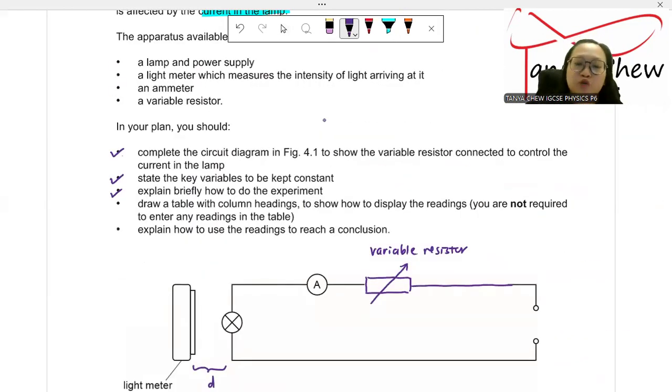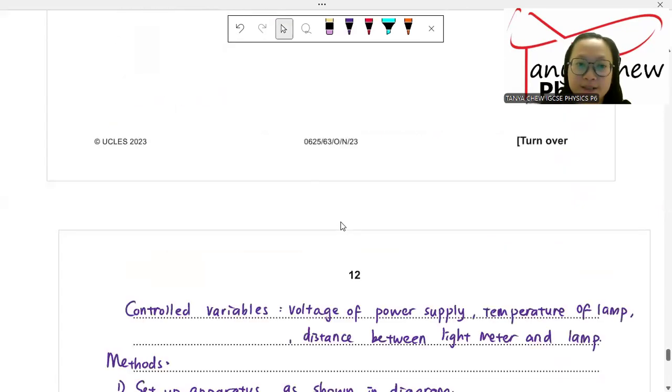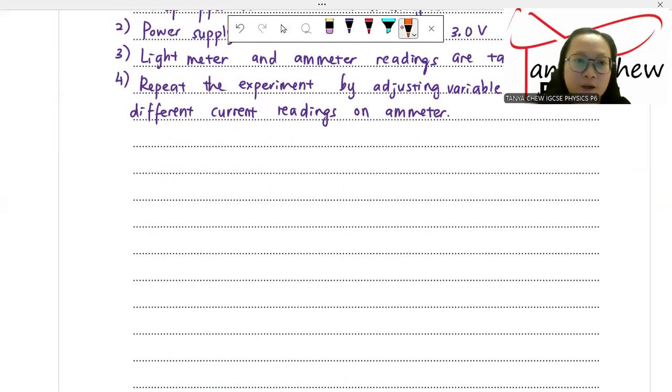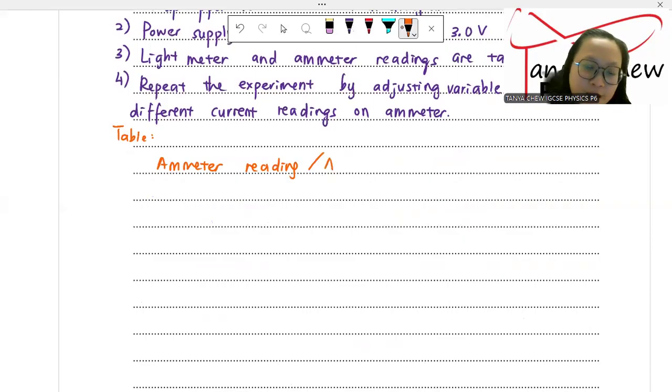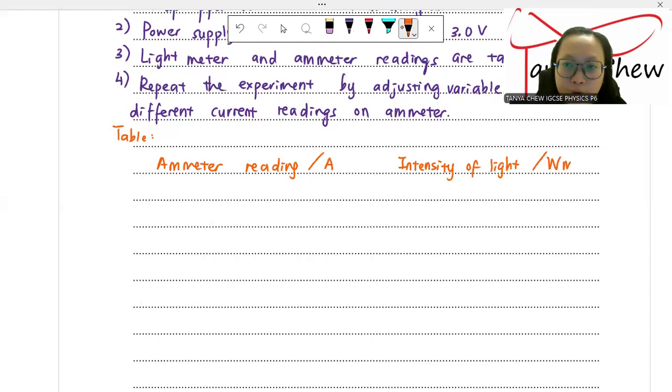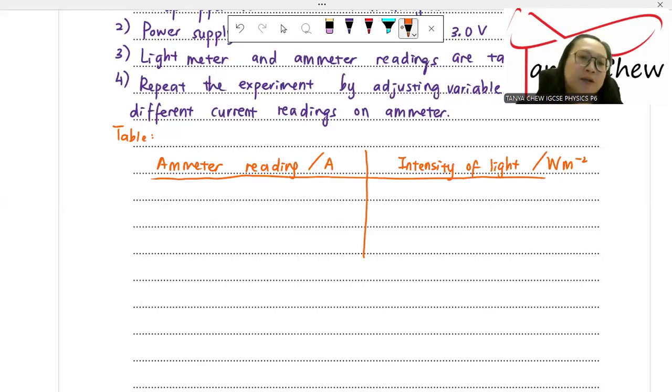And then after that, you have to draw a table with column headings to show how to display the readings. You are not required to enter any readings in the table. So I will just say, this is my table. So in my table, I will put ammeter reading, which is in ampere. And then the other one is the intensity of light, which the unit is watt per meter square. So I'm just going to put in the unit here. Here, this is my table.